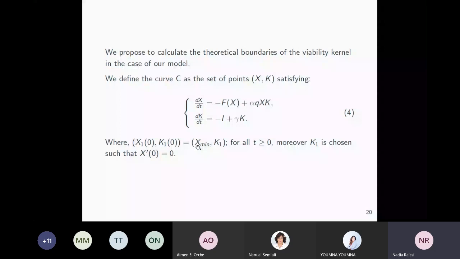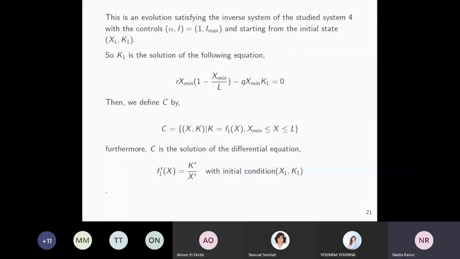So C is the curve limiting the viability kernel, and it's a solution of a dynamical system. The curve C characterizes the viability kernel, which corresponds to the levels of stock and capital for which we can define some controls that will guarantee the sustainability of the resource and always a chance to rebuild the stock whenever we feel weak. So for the following parameters, R equal to 0.5, L equal to 10, and gamma and Q equal to 0.1, we can build this viability kernel. So the whole set is the intersection between the two bounds.